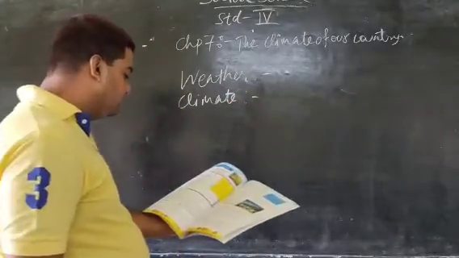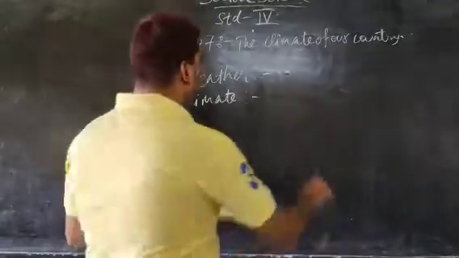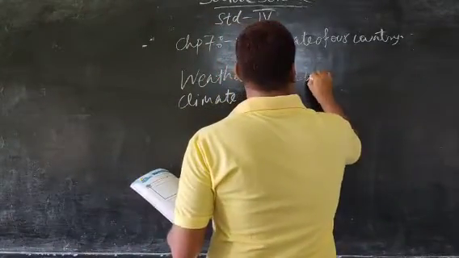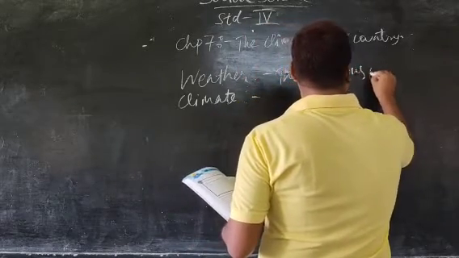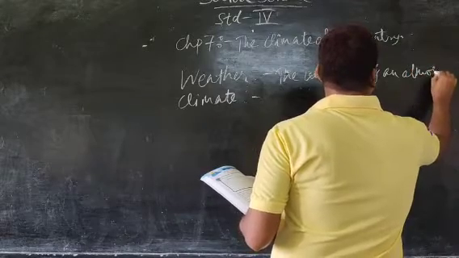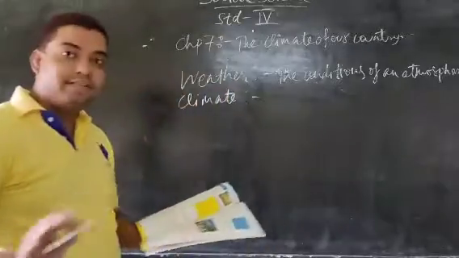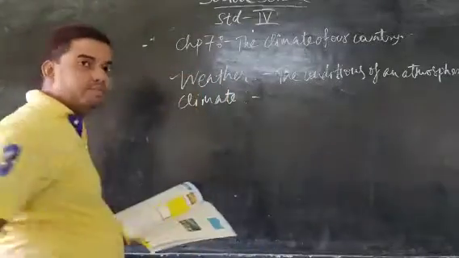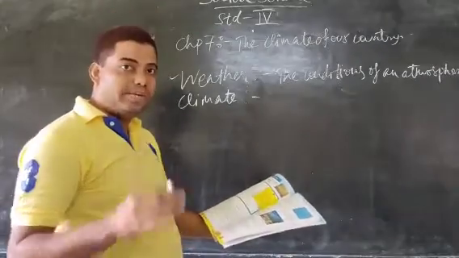Now, weather means the conditions of an atmosphere at a certain place or time. So, the conditions of an atmosphere at a certain place is known as weather. Like we use terms like sunny, windy, foggy. They are known as weather.